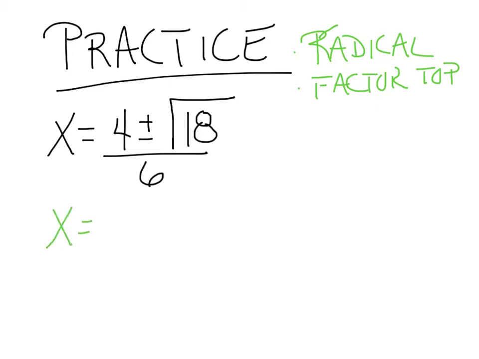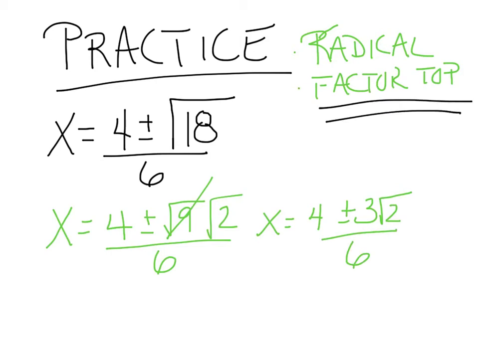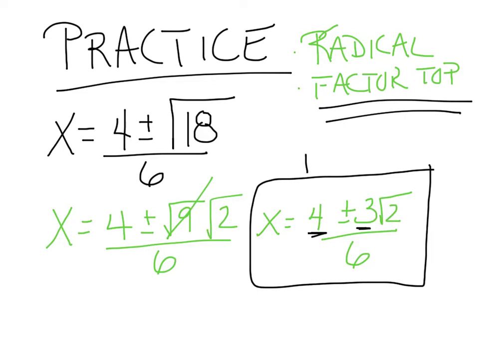So I can say this is equal to x equals 4 plus or minus, I'm going to go 9 and 2 all over 6. Okay, and it's just a lot of little baby steps. So I get 4 plus or minus, the 9 turns into a 3 radical 2 all over 6. Can I now factor the top? Can I pull something out of each of those? Well, the answer is no. There's nothing that goes into 4 and 3 besides 1. So this is done. This cannot get simplified anymore. All right, if you can't factor the top, you are done.